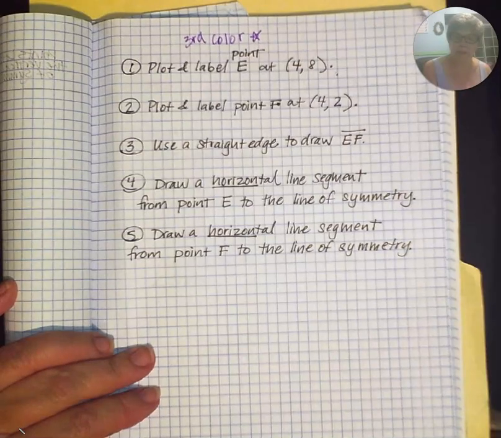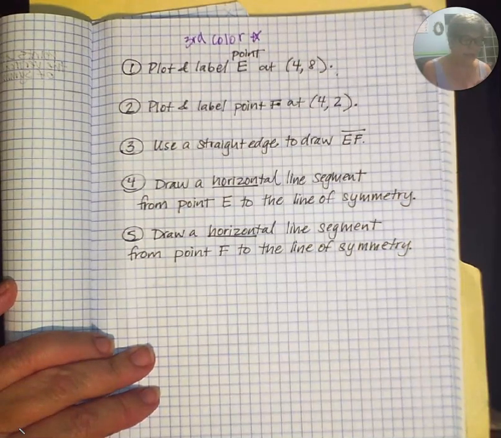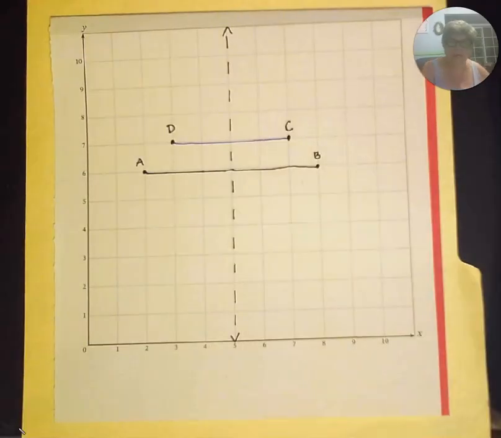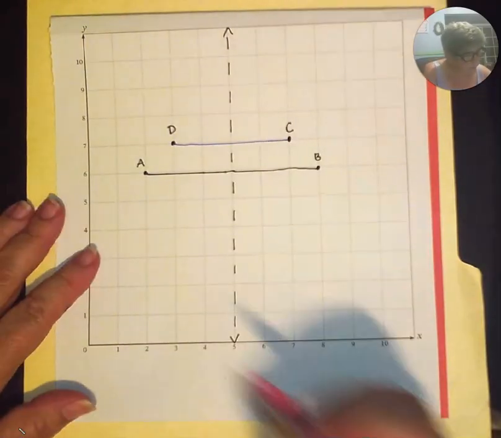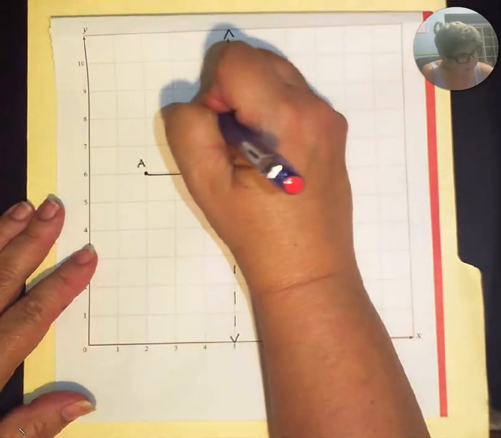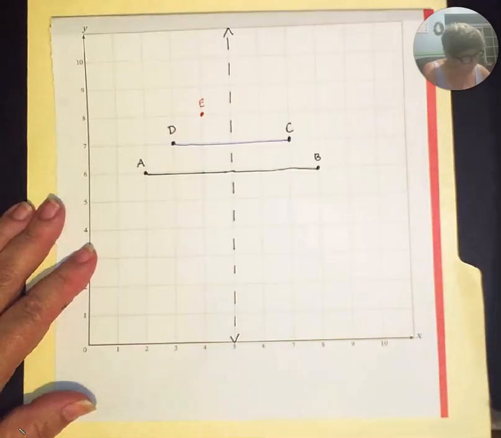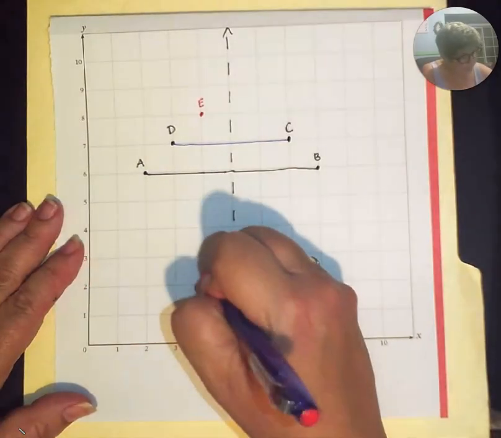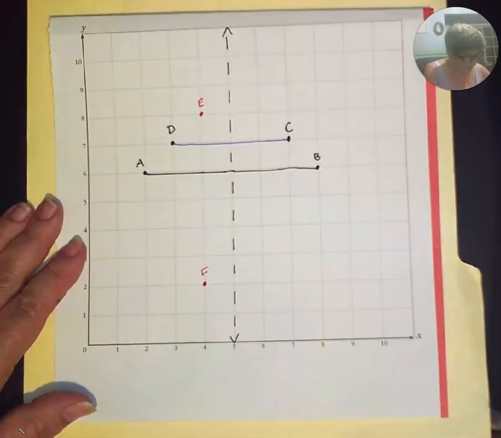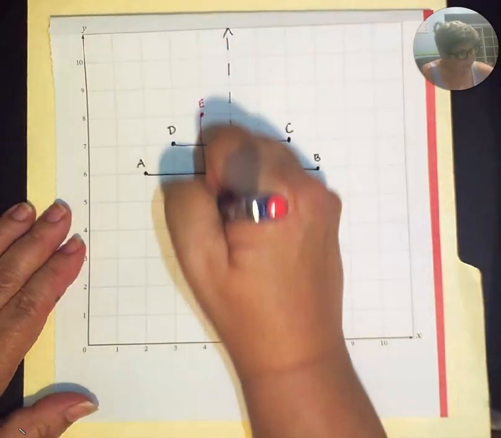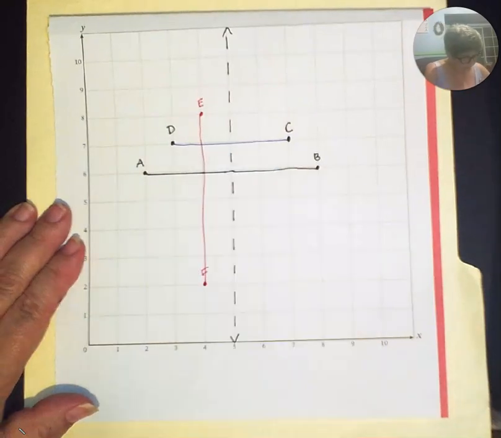Now, if you didn't get this finished, you might want to pause me and do that now, but I'm going to do it with you right now. So, point E at 4, 8. Let's put an E. And 4, 2, let's put an F. And now we need line segment EF. I'm just going to do it by freehand. Just follow the line. I know, I'm a rebel.